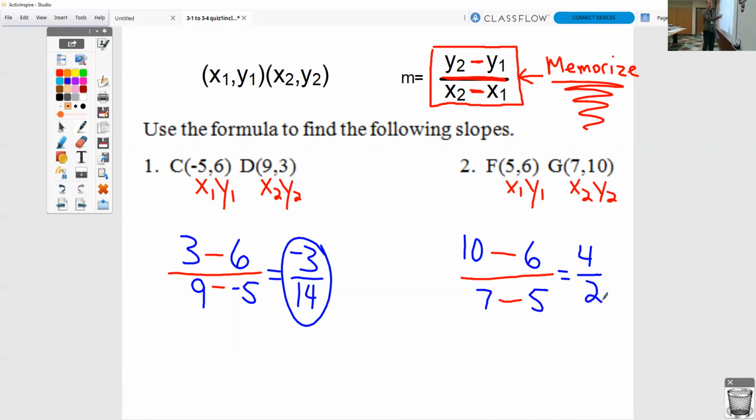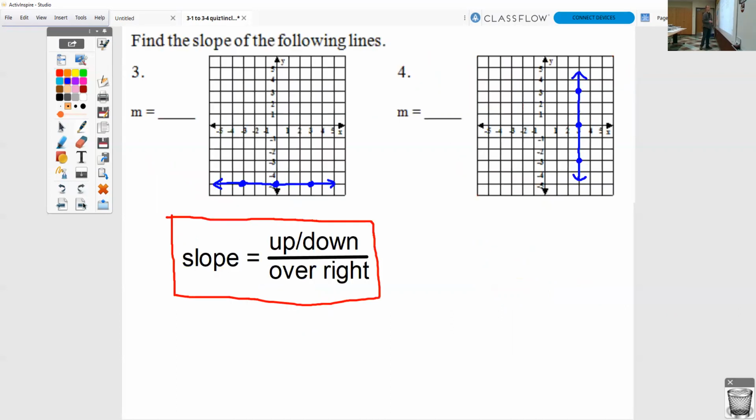You need to reduce that fraction to lowest terms or simplest form. 2 goes into both of them, so divide by 2 and divide by 2, so we get 2 over 1. You could just leave that as a fraction. So you'll have 2 questions like that on your quiz. You do have to memorize that formula.